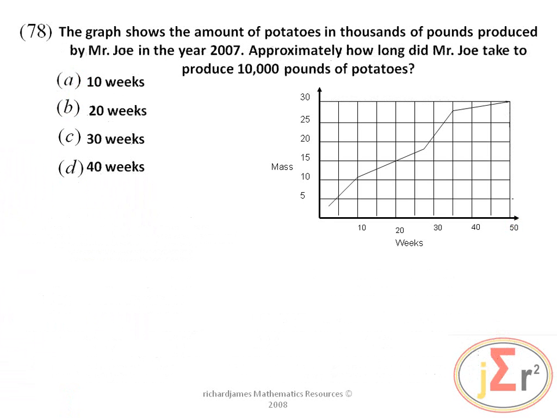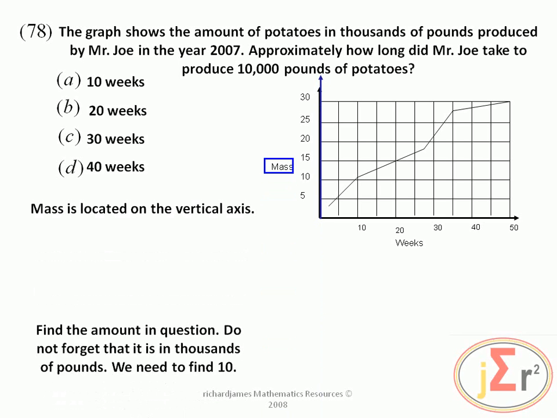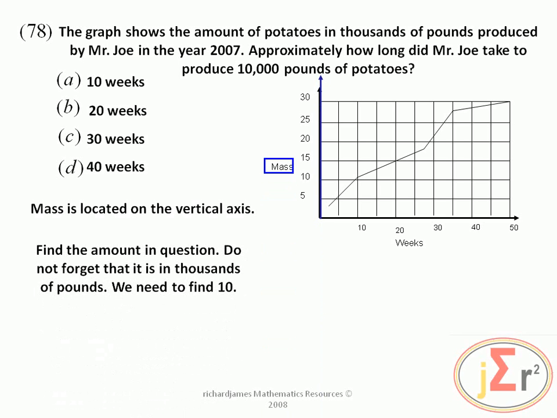We are on that same graph, same situation. Then the final question is, approximately how long did Mr. Joe take to produce 10,000 pounds of potatoes? Now we are on the pounds. Mass is located on the vertical axis. Find the amount in question. Do not forget that it is in thousands of pounds. We need to find 10.